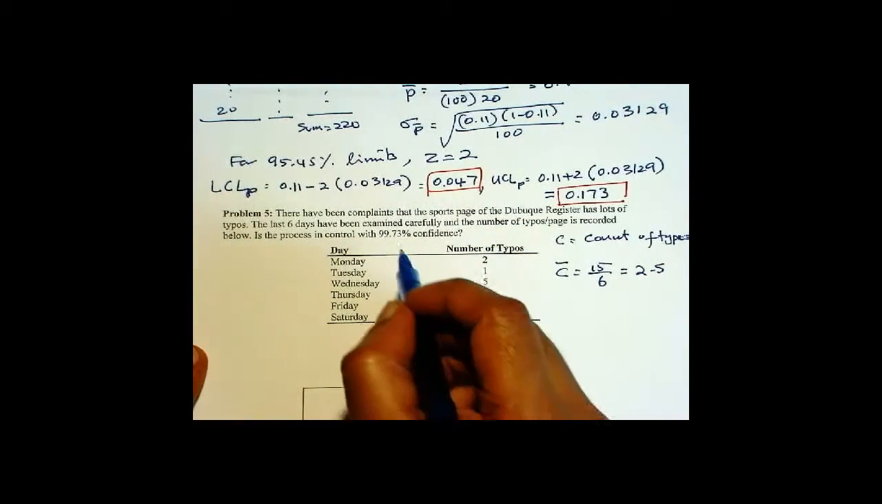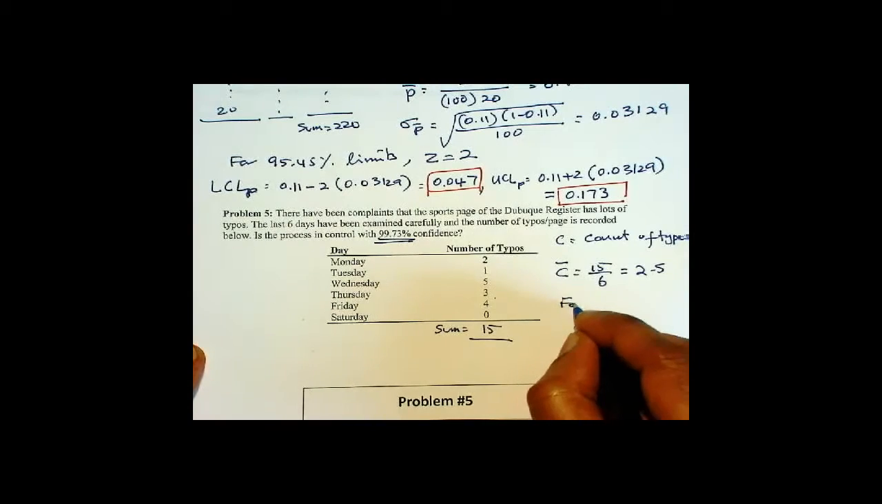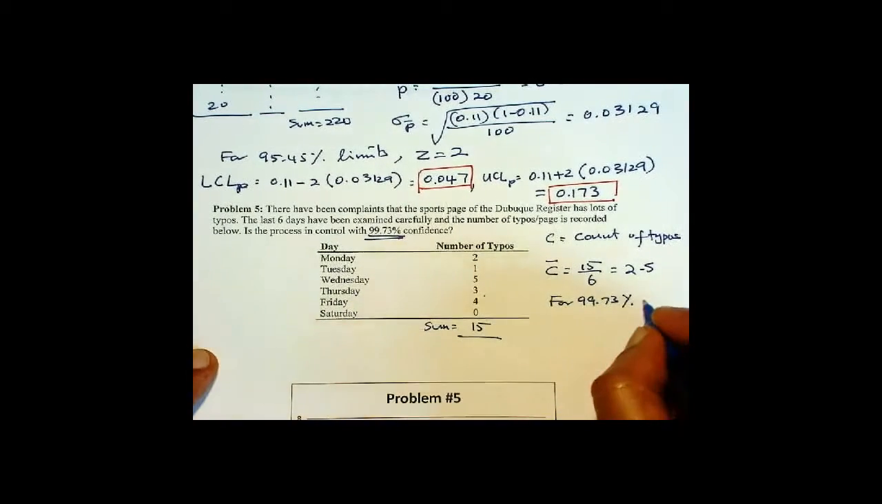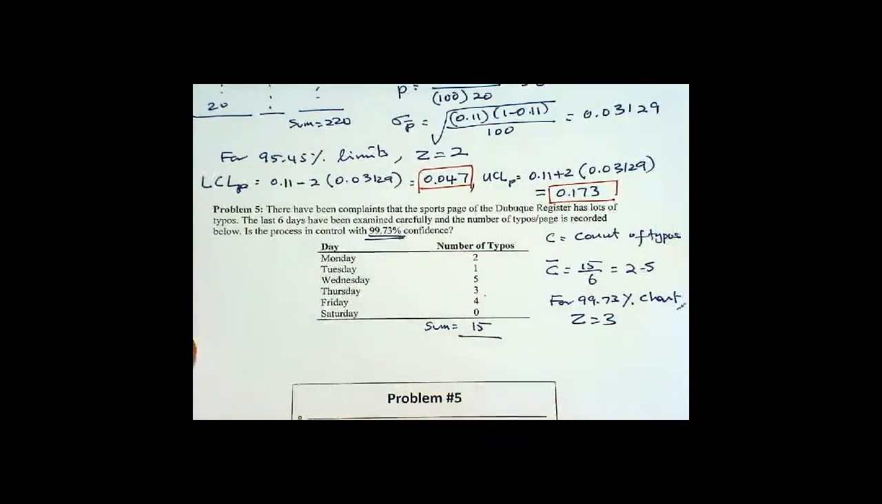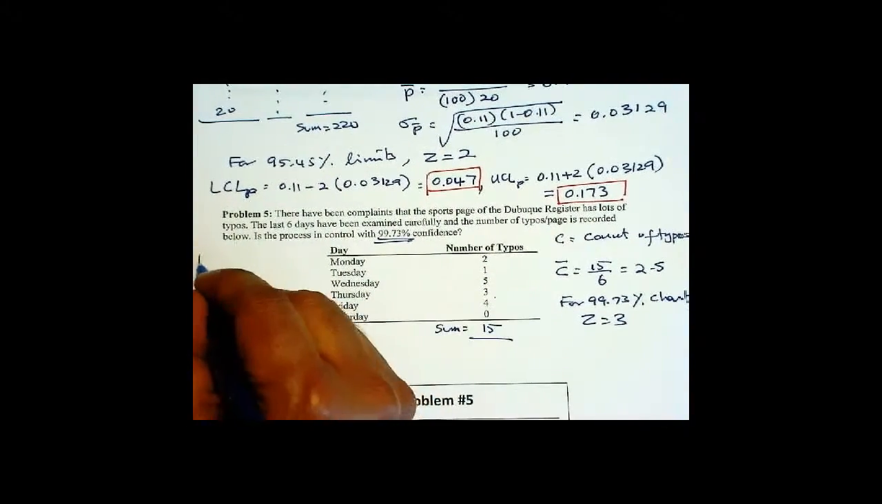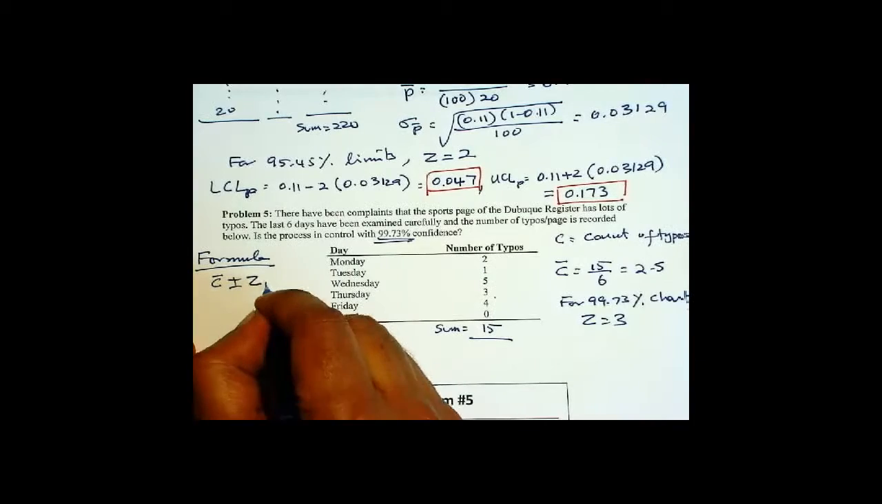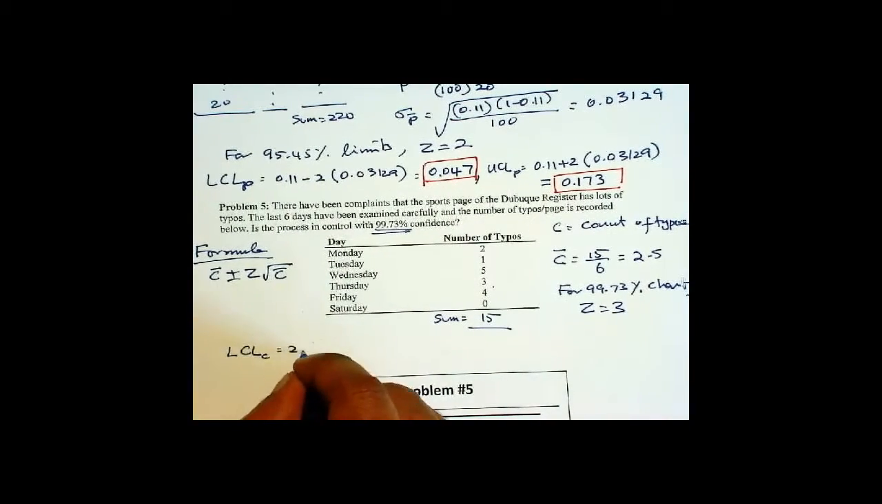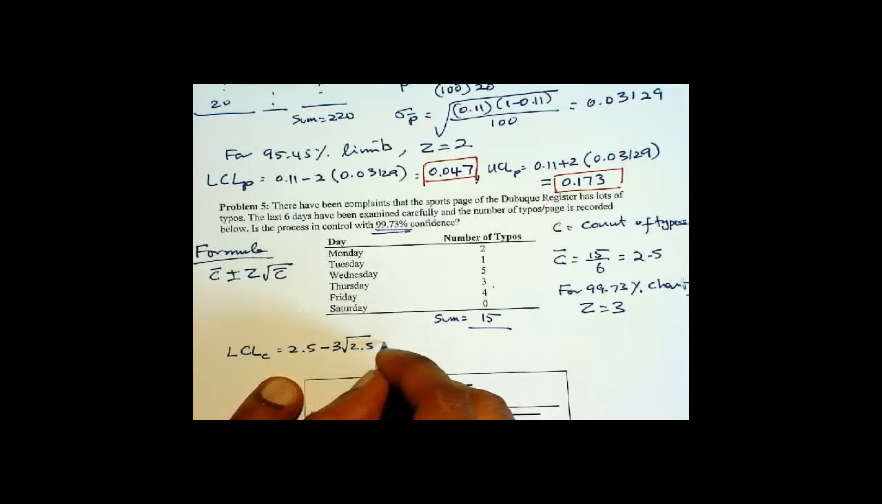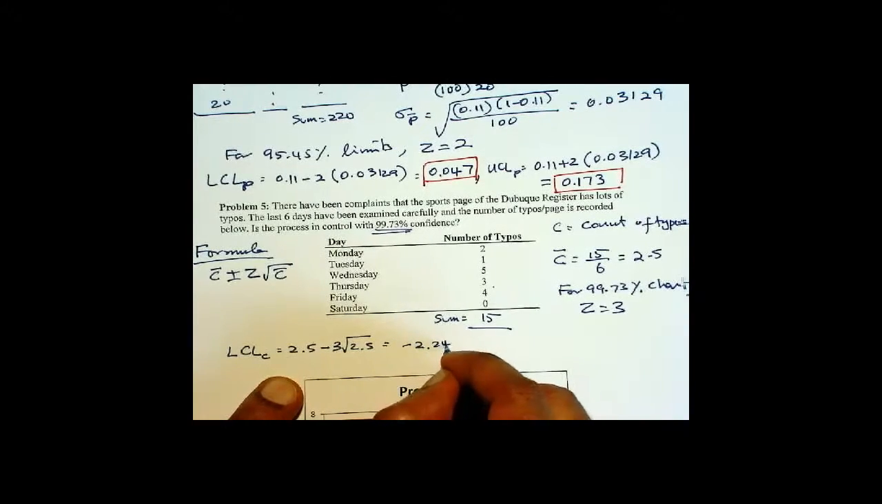Then we want 99.73% chart. Z is 3. Okay. And the formula is C bar plus or minus Z times square root of C bar. So our lower control limit for C is 2.5 minus 3 times square root of 2.5. So that is minus 2.24. Remember, can be negative.